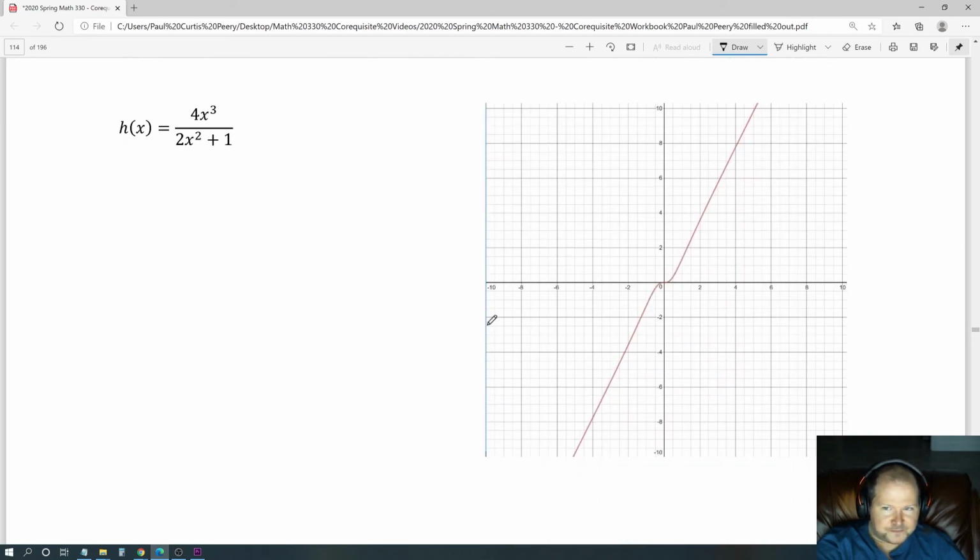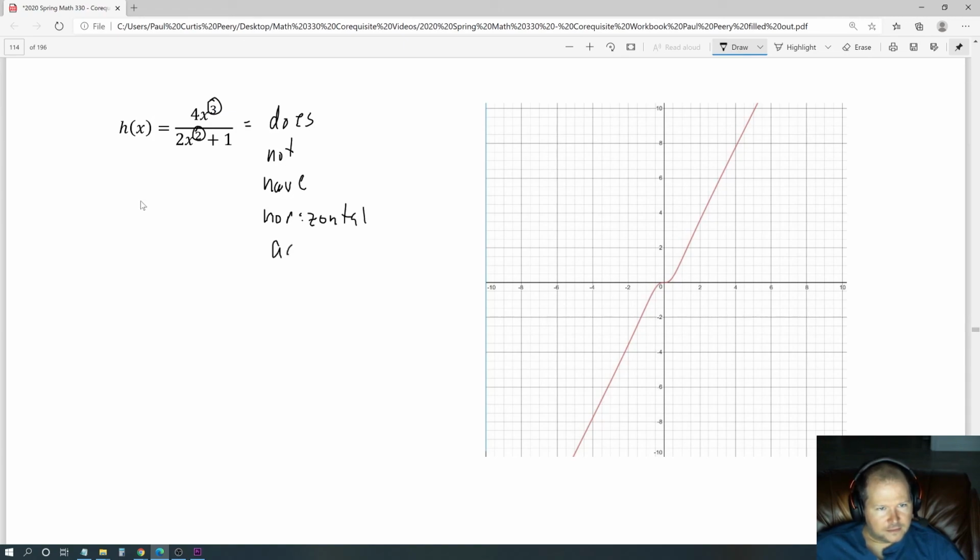Okay, so let's try the next one. If we look at this one, let's see what we have here. So this one right here, we notice that there's a 3 exponent on top, and there's a 2 exponent on the bottom. And this one does not have a horizontal asymptote. There we go. So this one, it may look like it approaches, but it just kind of goes right on through here. It does go right through. There's no hole. There's nothing. It just goes right through there.